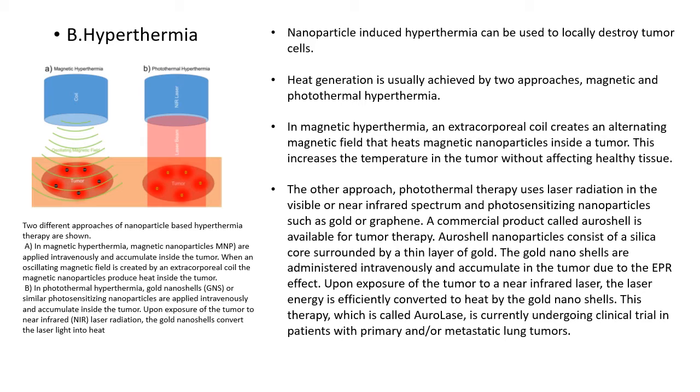Nanoparticle-induced hyperthermia can be used to locally destroy tumor cells. Heat generation is usually achieved by two approaches, magnetic and photothermal hyperthermia. Photothermal therapy uses laser radiation in the visible or near-infrared spectrum and photosensitizing nanoparticles such as gold or graphene.